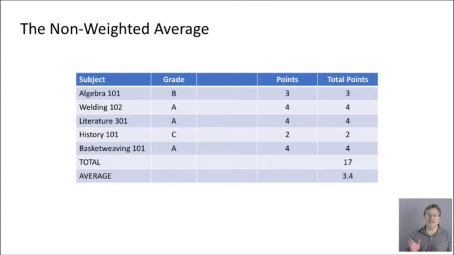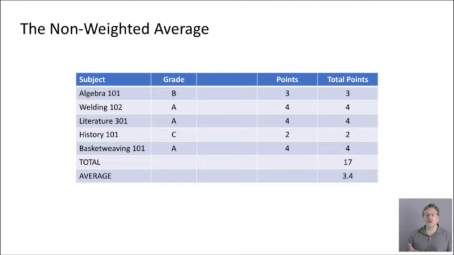Now, unfortunately, there are many different ways to calculate an average. And a good example of this has to do with the calculation of grade point average at most schools. Let's begin with the non-weighted average, which we're already familiar with. And let's say this is a person's report card here. This person took, looks like 5 classes, Algebra 101, Welding 102, Literature 301, History 101, and Basket Weaving 101. And they got grades of B, A, C, and A.